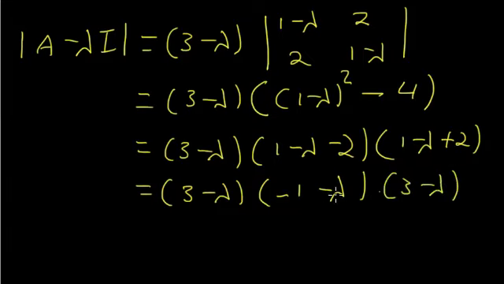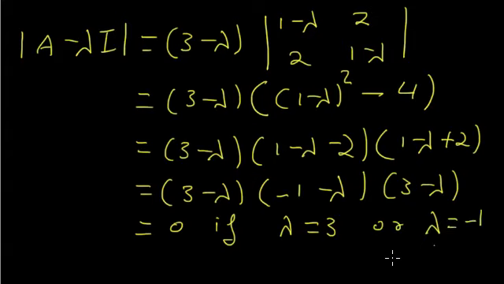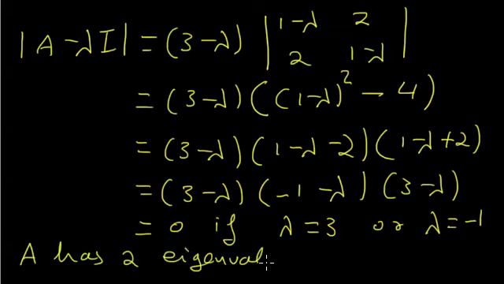So this is a polynomial of degree 3, and we see that this polynomial is equal to 0 if lambda is equal to 3 or lambda is equal to negative 1. So A has two eigenvalues: lambda 1 equals 3 and lambda 2 equals negative 1. In the next video, we're going to talk about how to find the eigenvectors of eigenvalues.